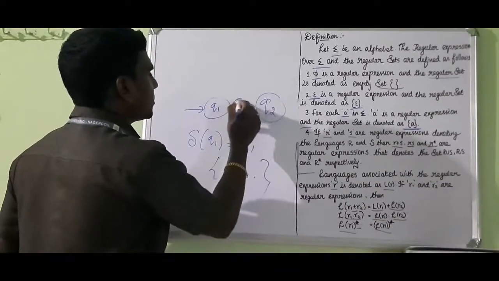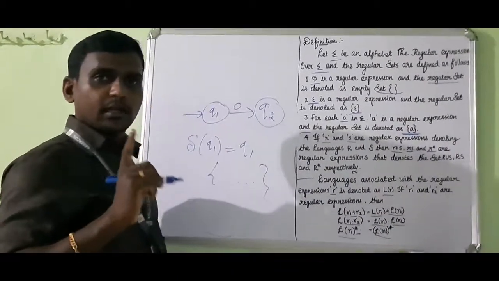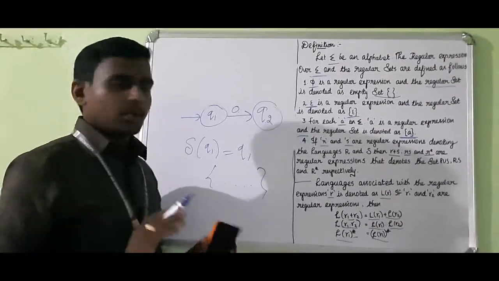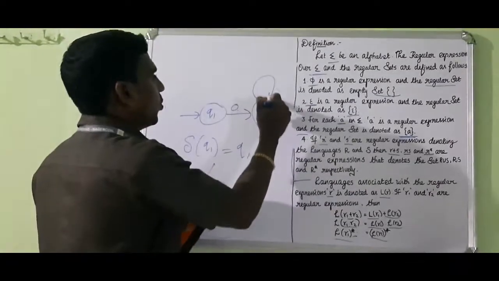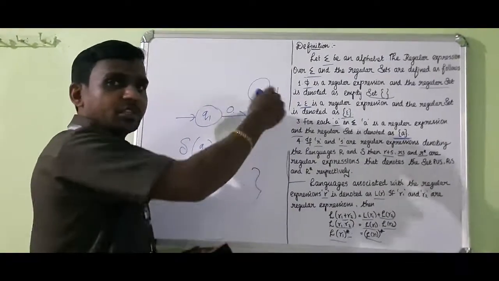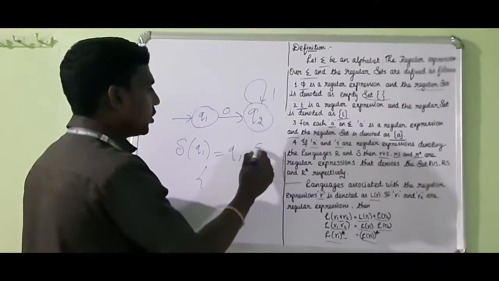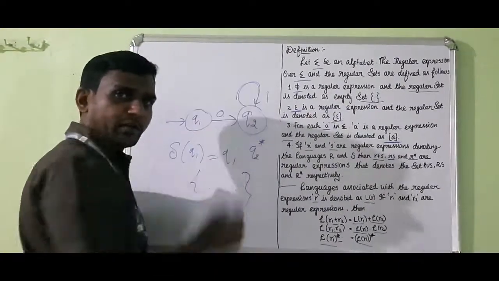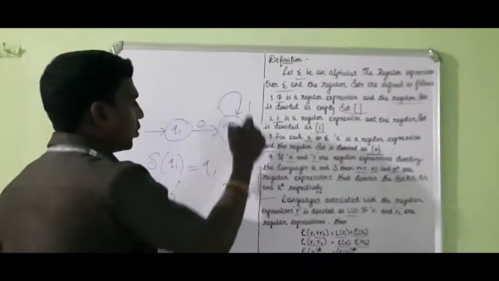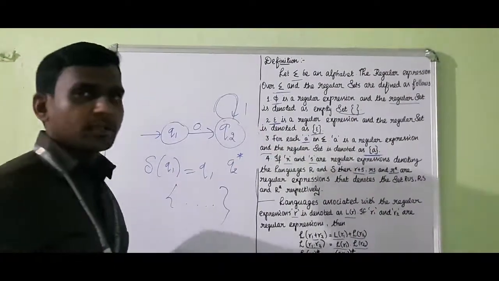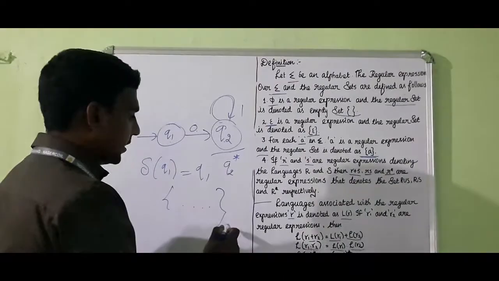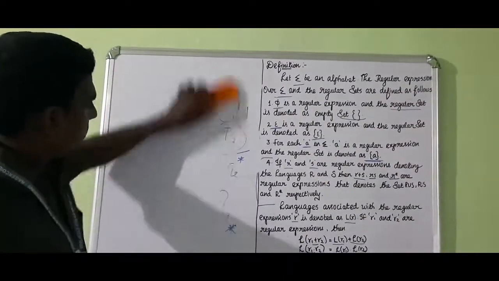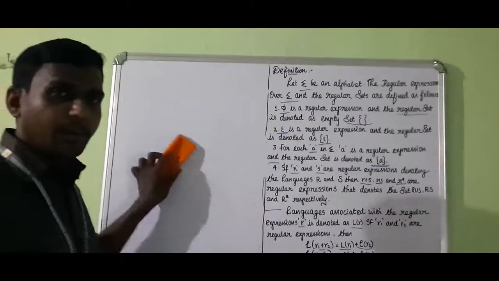If it is like this, going to Q2 on 0, that is only one transition. That means Q1 reads 0 and goes to Q2. There is no loop. If it is 1 on a loop, then 1 is infinite. This is called closure. That means 1 star, that is, 1 is infinite. So this is the closure operation, that is star. This is the basic concept of regular expressions.